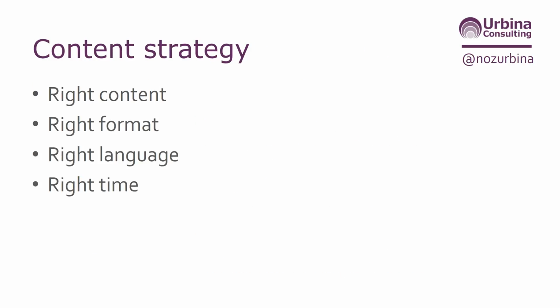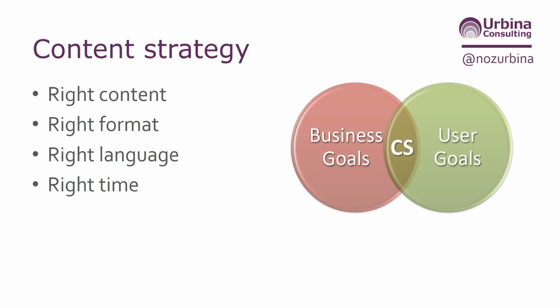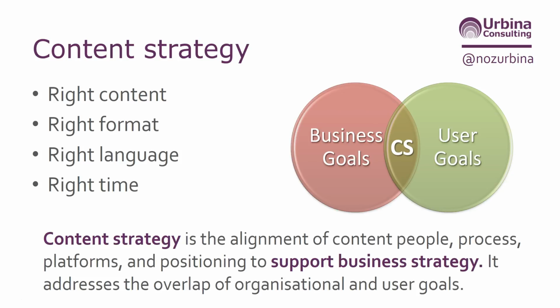This maps directly to content strategy, basically. So, when we talk about content strategy, we talk about right content, right format, right language, right time. And the content strategy is really doing all those things in a way that is the overlap between what the business wants to do and what the user wants to do. It's the alignment of content, people, process, platforms, and positioning to support business strategy. It addresses the overlap of organizational and user goals.